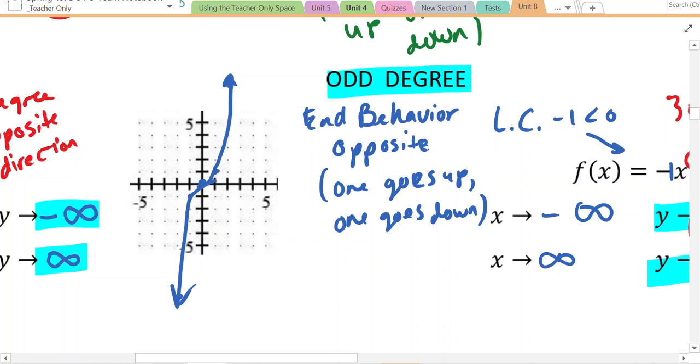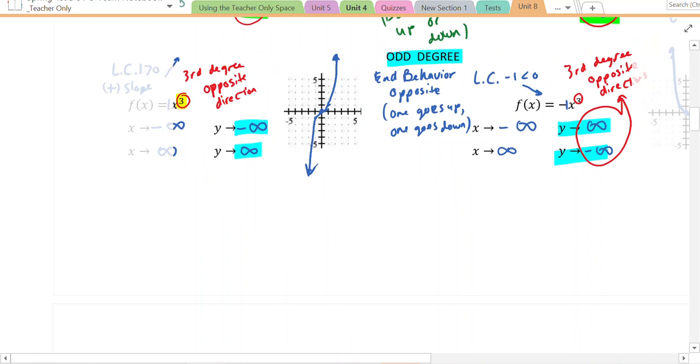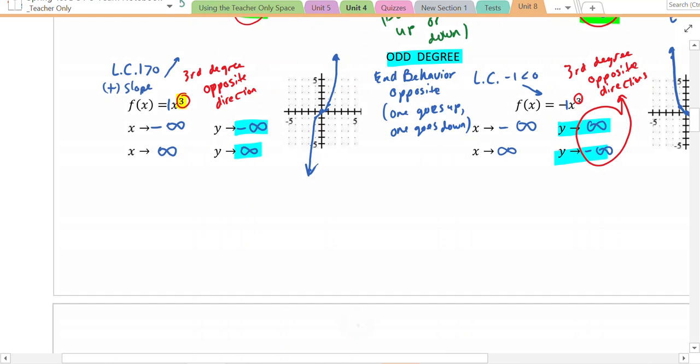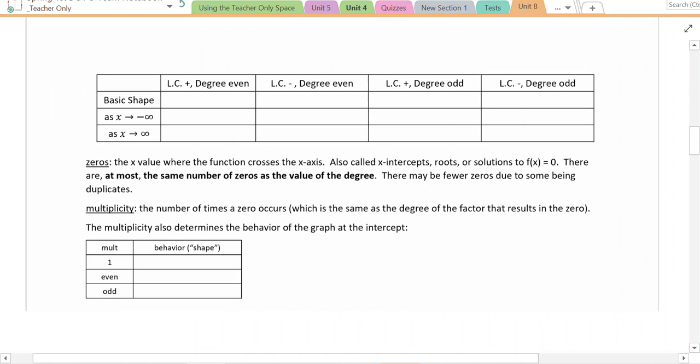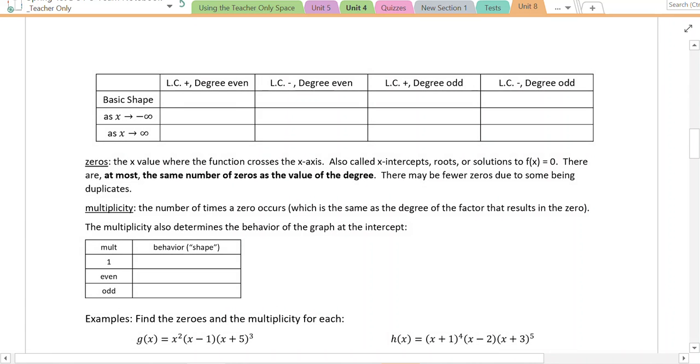Okay, so now that we've got that, we can make a little table that basically summarizes what we can look at. We can look at a polynomial and we can get a general shape every single time. So if we have a polynomial whose leading coefficient is positive and it's an even degree, then for basic shape, they're both going to go up or both going down. So this means the same.